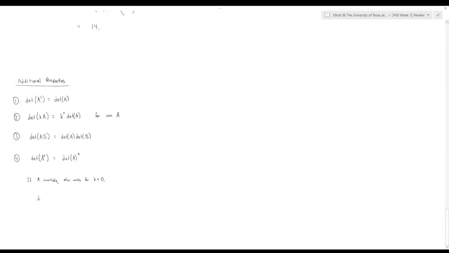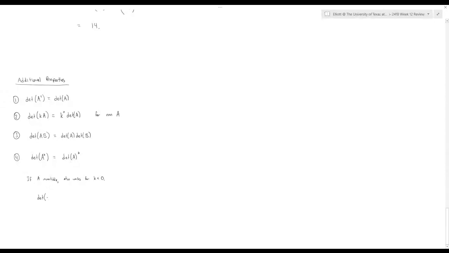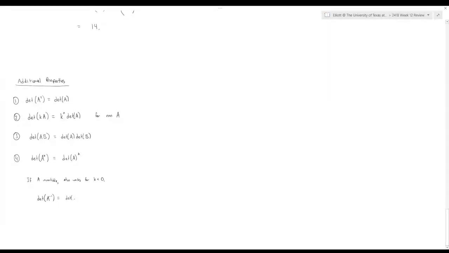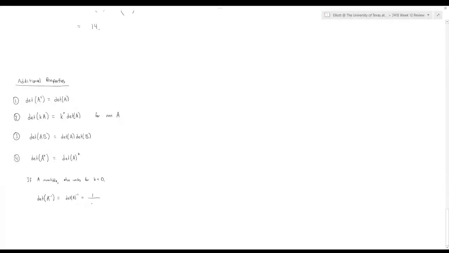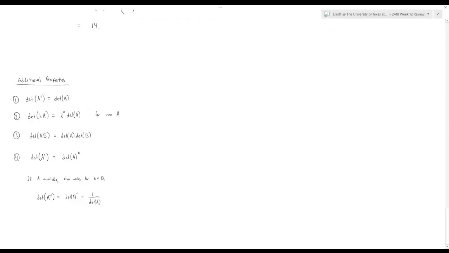So in particular, if A is invertible, then the determinant of its inverse will be the determinant of A to a power of -1, or you can rewrite it as 1 over the determinant of A. Okay?